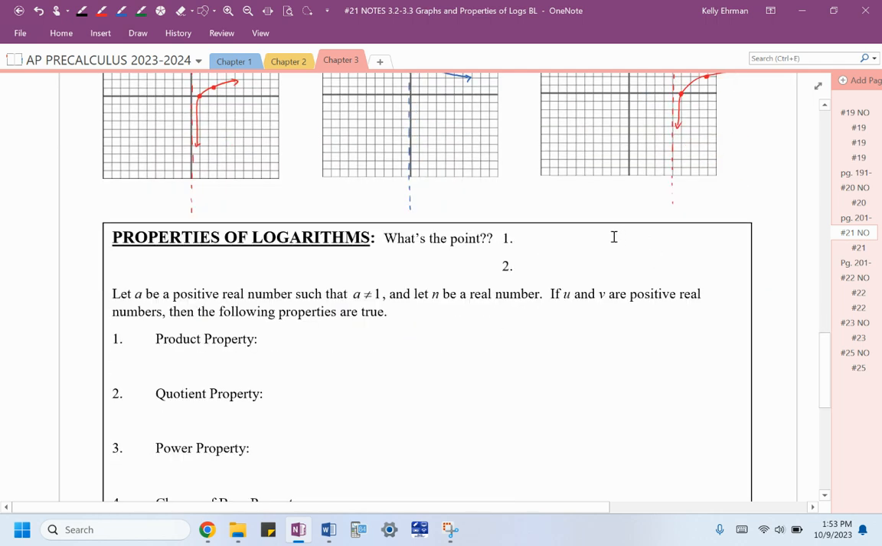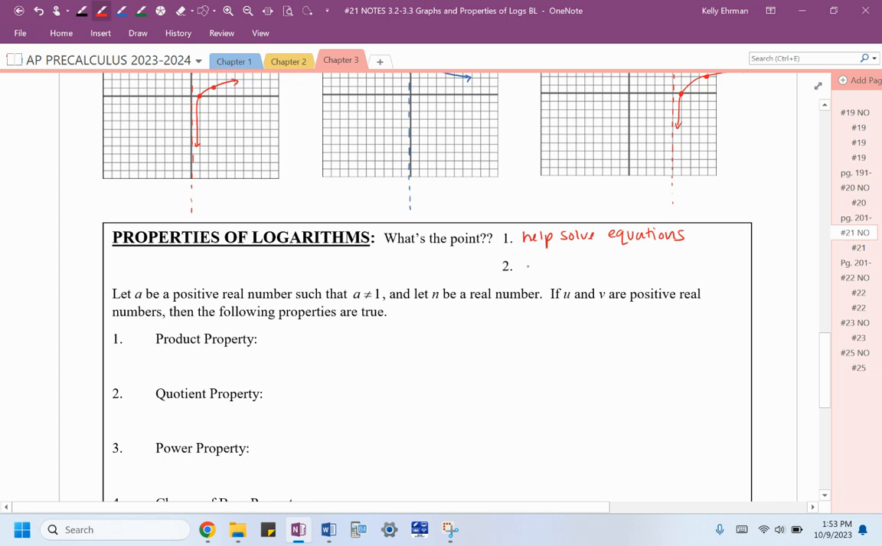All right, properties of logarithms. What is the point of properties of logarithms? There are a couple of things. One, properties of logarithms will help us solve equations. That's the biggest thing. When we're solving equations, being able to condense and expand will help us solve.